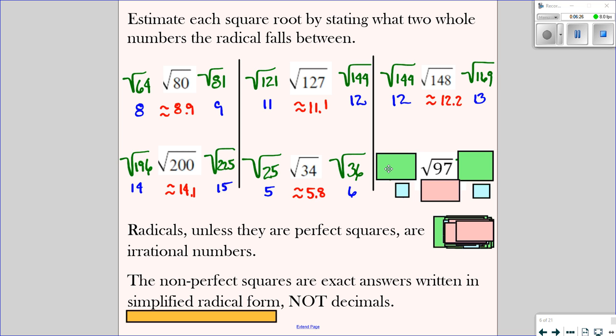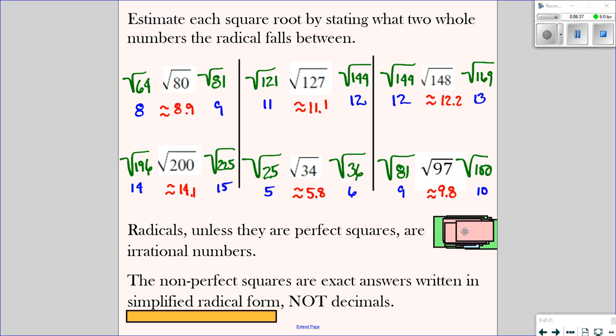approximation. And then with 97, square root of 97 is between 81 and square root of 100. This one gives you 9. This one gives you 10. 97 is close to 100, so it'd be approximately 9.8. So again, that's one way of working it if you didn't have a calculator, to get the approximation of whatever that square root number is.